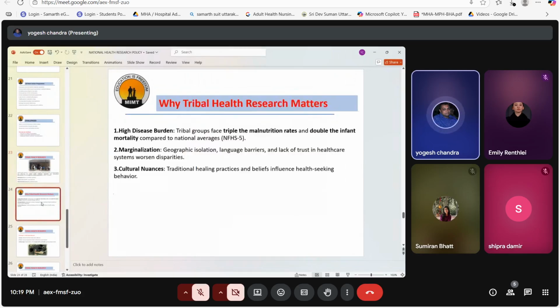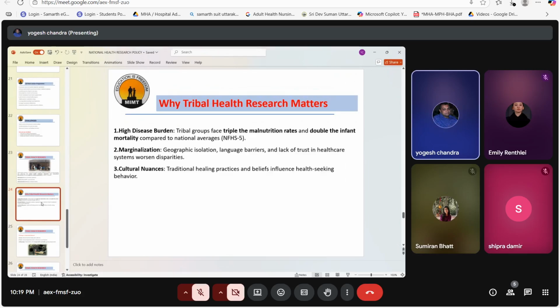And why this tribal health research, why does it matter? It is supposed to be seen as a different part because they are responsible for the high disease burden. Because whenever we talk about some mortality or something like that, it caters to the whole population. It is not like that we are catering only the urban population or the rural population. It caters to the whole population. So the tribal group, they just multiply the malnutrition rate, mortality rate. Why? Because a lot of challenges are there, which already I have mentioned.